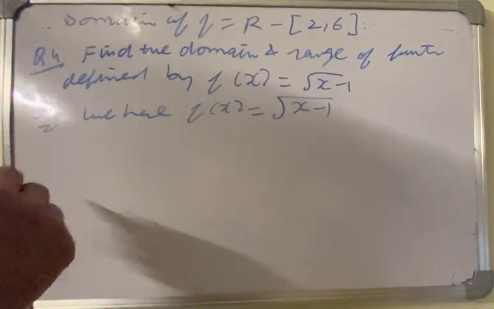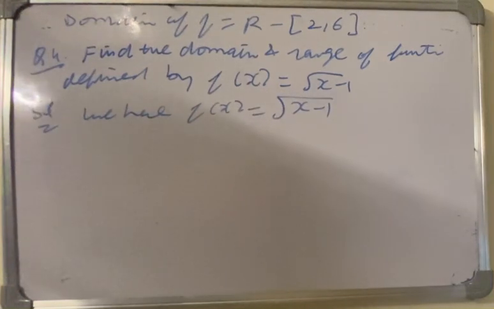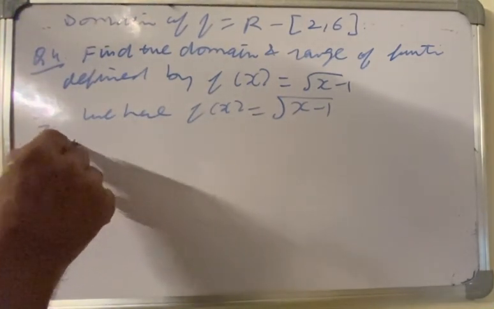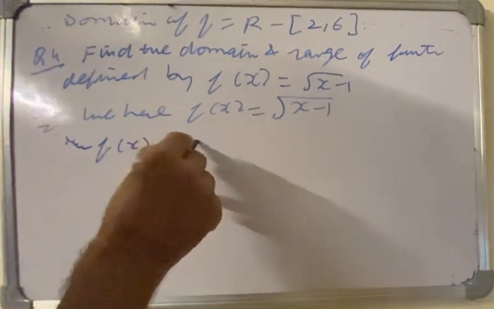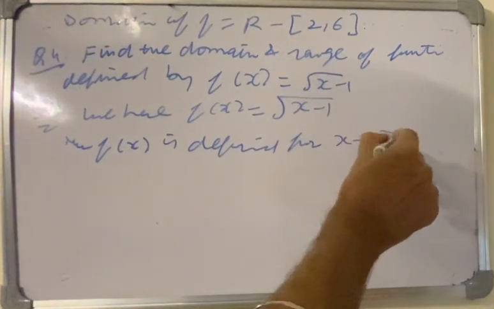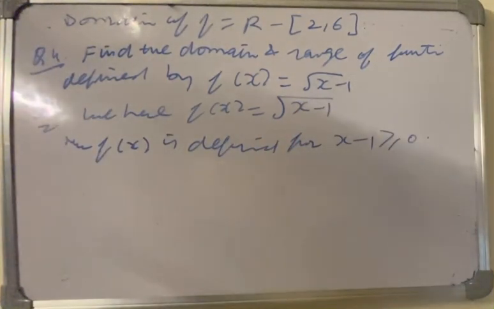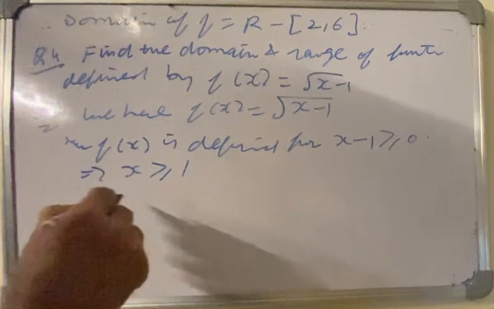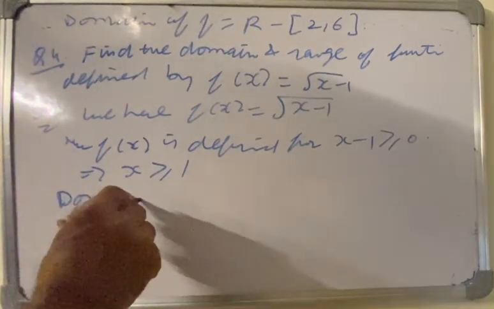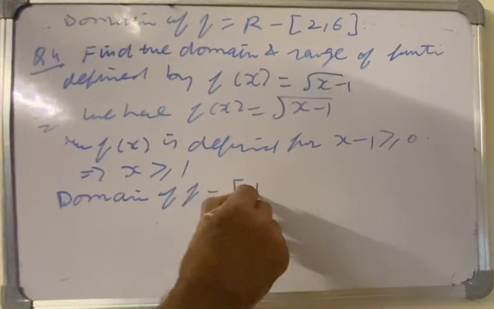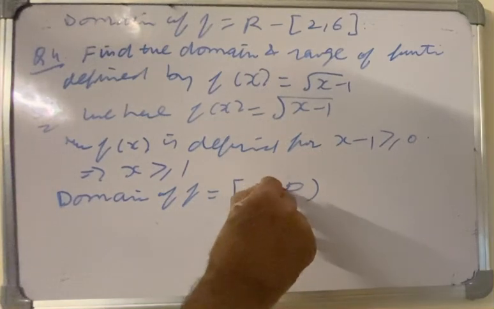Now, f(x) is defined for x minus 1 greater than or equal to 0. For x minus 1 greater than or equal to 0 means x greater than or equal to 1. So the domain of f is the interval [1, infinity).